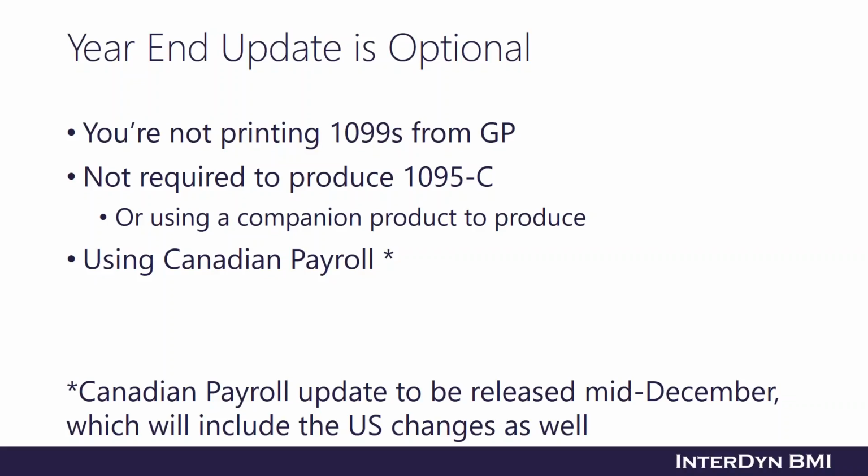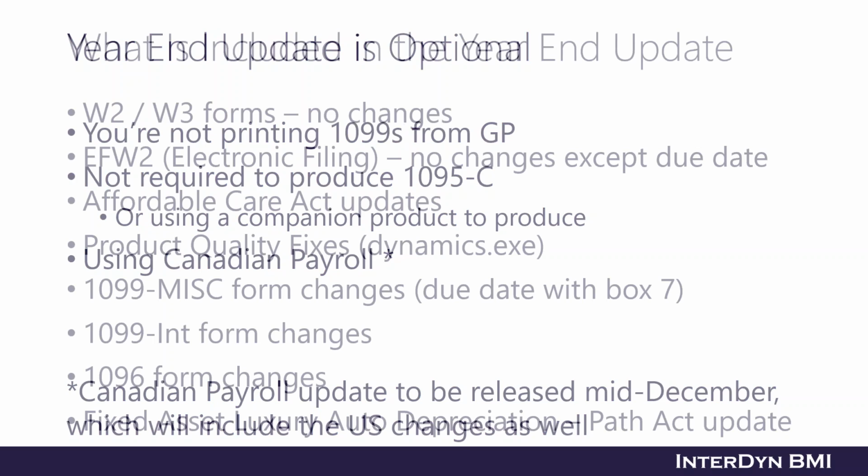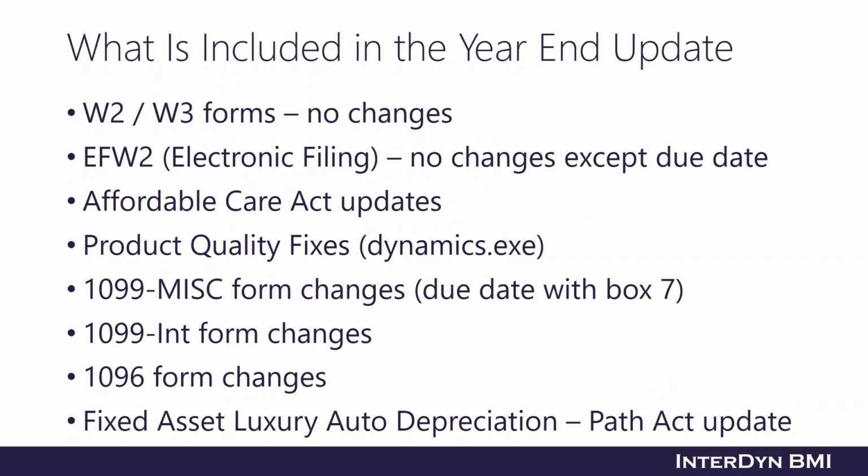So you might actually have U.S. payroll as well as Canadian payroll, and we have a few of those, and they didn't want you to have to go through the process more than one time. So if you are a Canadian payroll customer and you're on this presentation, then just hold off until that Canadian update comes out around the middle of December, and then you'll get the year-end update for the U.S. changes to go along with your Canadian changes.